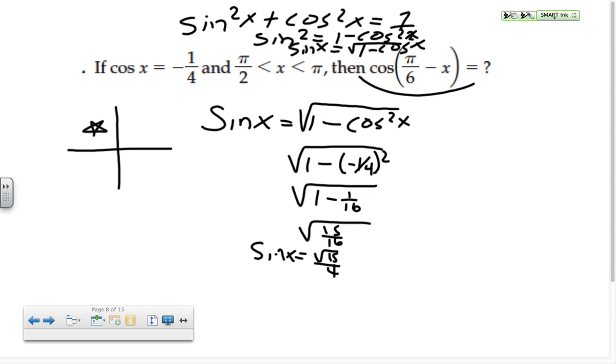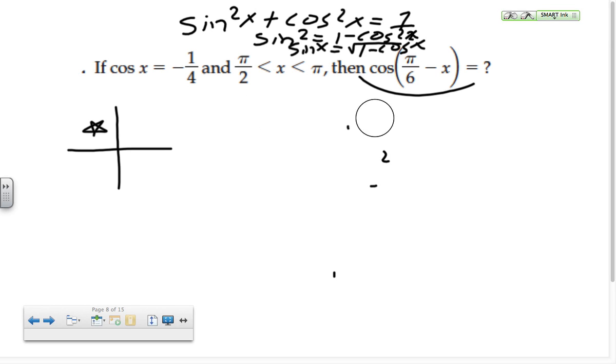Okay, back to the rule. Let's erase all this. We know we have sine of x is square root of 15 over 4. Too many things written on my paper, too many things written on the board.